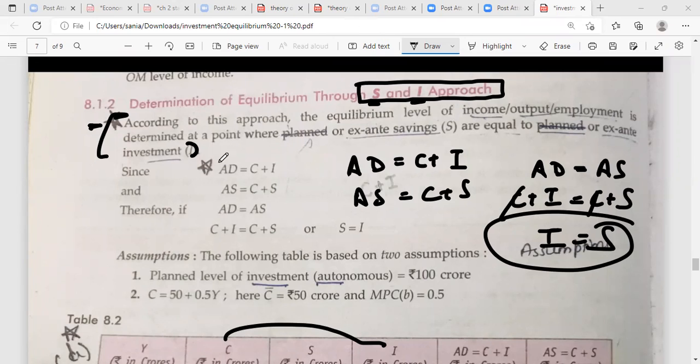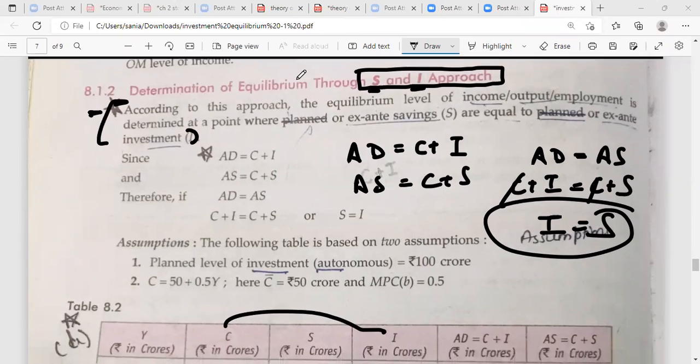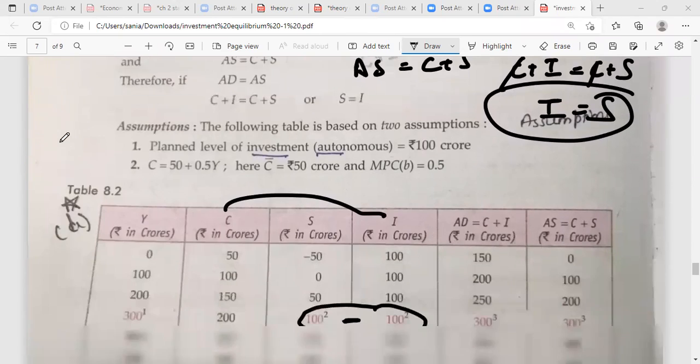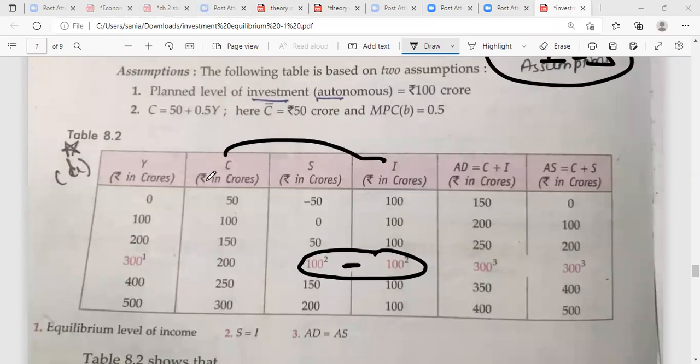Are students done the definition? Yes, ma'am. Okay. Now you will write schedule and you will draw this.